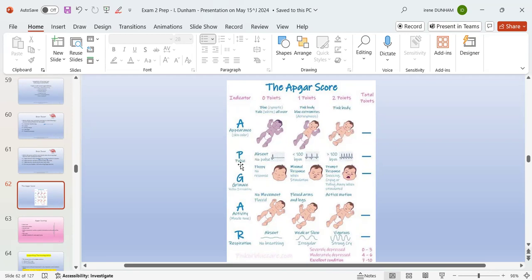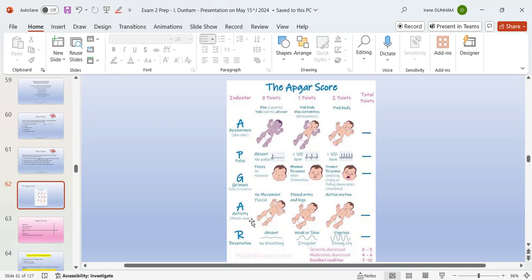Now we go to P, which is your pulse, the heart rate. If I have nothing, it's going to be a 0. If I have 100 or less, it's going to be a 1. Remember, normal is from 110 to 160. Greater than 100, I'm going to give him a 2. I give him good credit for his heart rate. Then you go to grimace. A lot of times HESI test questions like to use the term grimace for reflex. This guy is letting you know he's not too happy about what we're doing, so he's a 2. Compared to this guy, who is a little floppy. He may have had trouble coming down the birth canal and is tired, so he has no response.